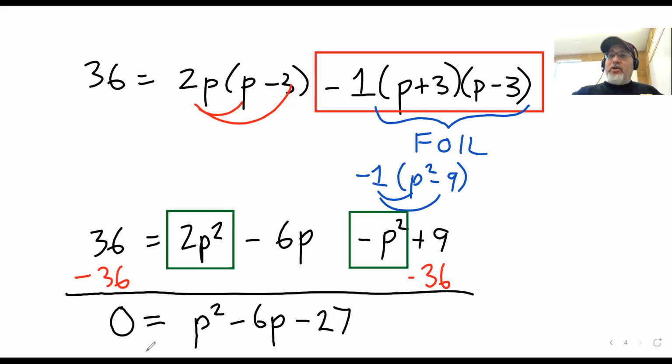This problem doesn't seem to know when to quit. Every time I fix one problem, I get another. I fix the fractions, I get parentheses. I fix the parentheses, I get a p squared. But now it's at a point where we can send it home because this is just a quadratic equation.